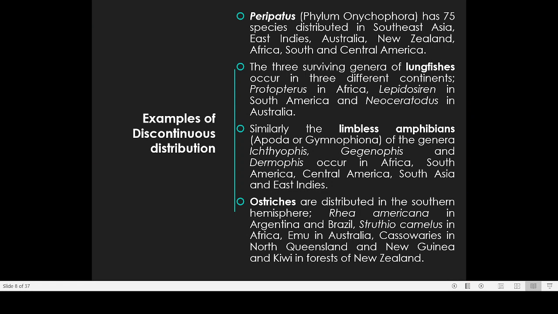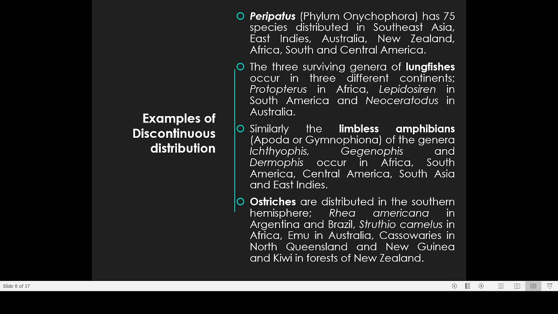So another example is the lungfishes. About lungfishes also you might have studied in your second year, that we have lungfishes in Africa, and in South America, and also in Australia. And for your practicals you are studying why lungfishes are not present in North America, and why they are not present in Europe. The major explanation that we can give is that lungfishes prefer mostly a warmer climate.